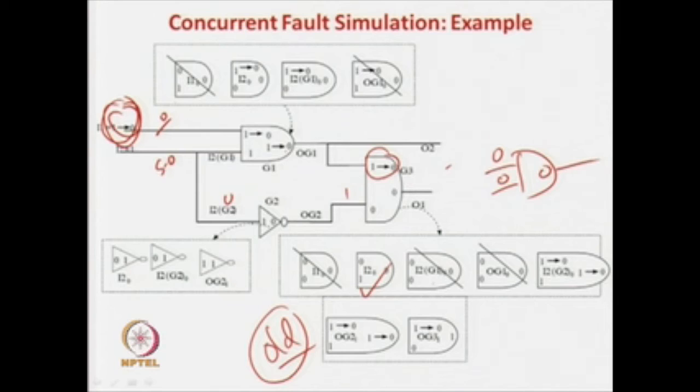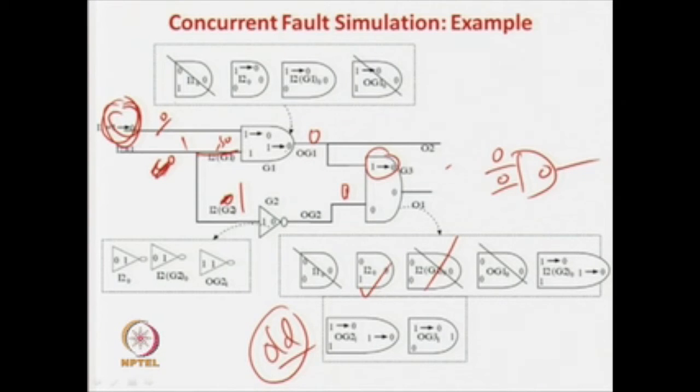Now I2 G1 stuck at 0. If you consider this one stuck at 0, then what happens? This one is a 1, so this answer is a 1, this is stuck at 0, so here it will be a 0, output is 0. So now for this case you apply a 1, you get a 0. So this I2 G1 stuck at 0 will lead to this gate being 0 0 0, which becomes equivalent to the gate under the normal condition whenever you are applying 0 1. So this gate will be deleted.